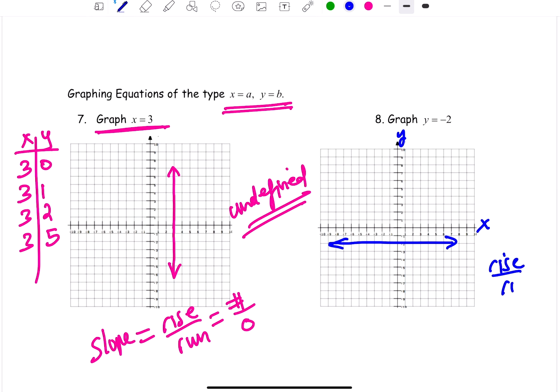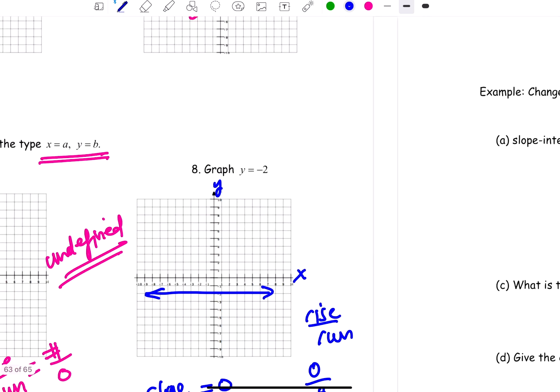Think about the slope of this line, rise over run. Does this line have any rise? No. Does it go left and right? Yes. There is some run, there is no rise. 0 divided by any number is 0. So slope in this case is going to be 0 for this horizontal line.